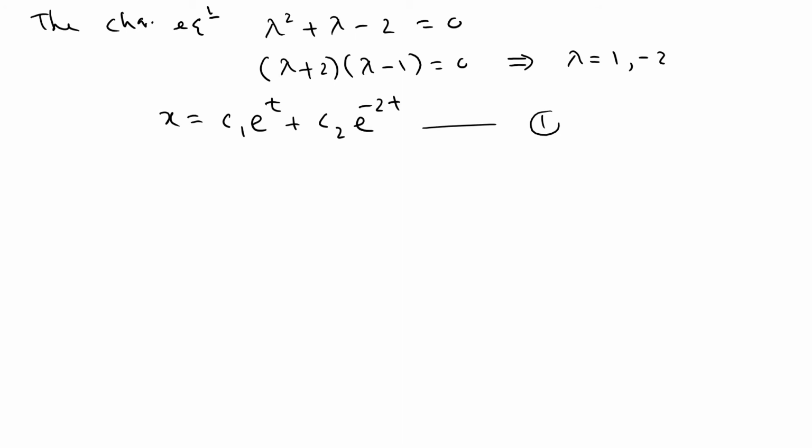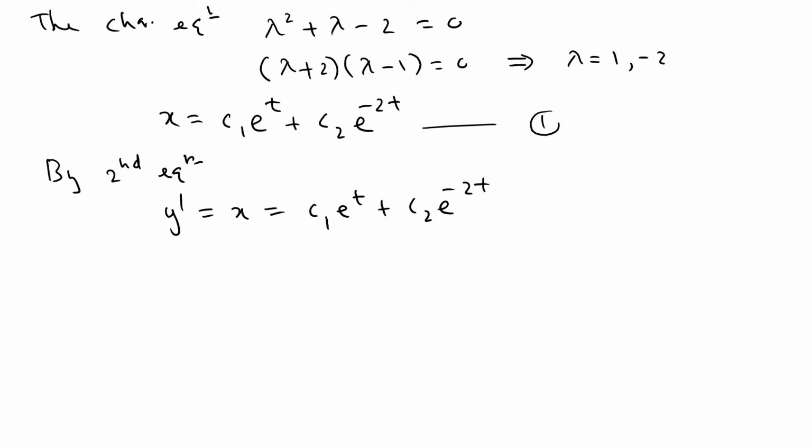since we know x, now we can use one of those equations to solve for y. It depends on which equation is the easiest one to solve. Okay, so I'm going to go with the second equation now. You can also use the first equation if you want. So by the second equation, we have y prime equal to x, that's what it says. So that means it is simply c1 e^t plus c2 e to the negative 2t.